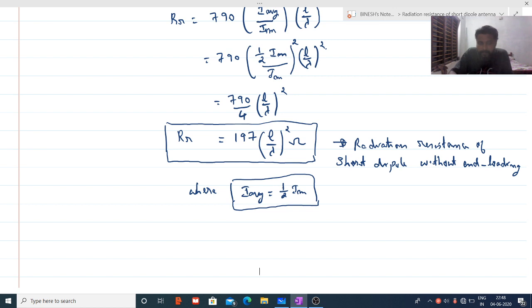So the radiation resistance of a short dipole antenna in general we can call as 197 L by lambda the whole square ohm, where I average is nothing but 1 by 2 into Im, L is the length of the antenna, and lambda is nothing but c by f, the wavelength in free space.